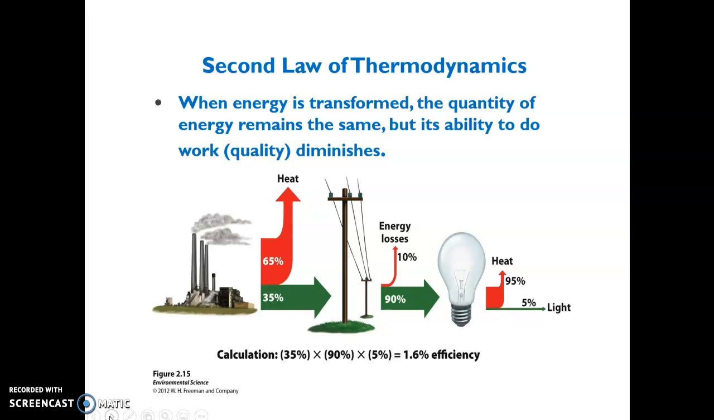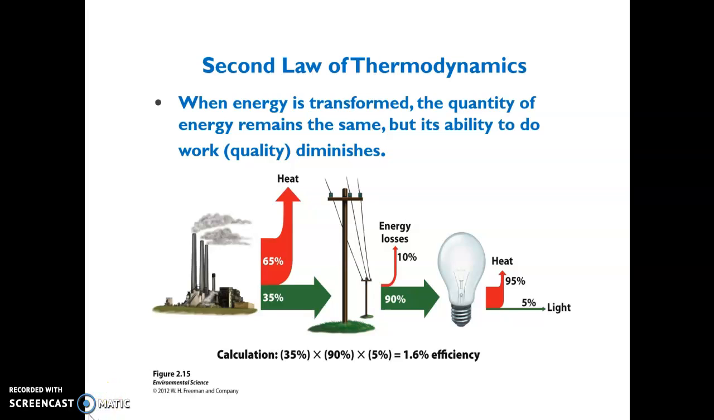All right, now we're going to look at the second law of thermodynamics. So let's look at the definition of the second law of thermodynamics. When energy is transformed, the quantity of energy remains the same, but its ability to do work, which is its quality, diminishes. So the quantity stays the same, but the quality is diminished.